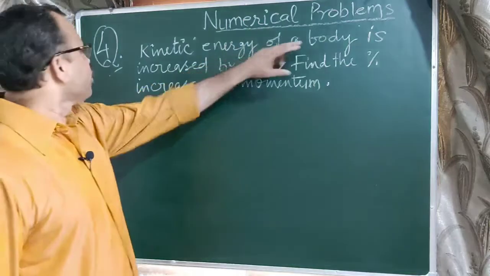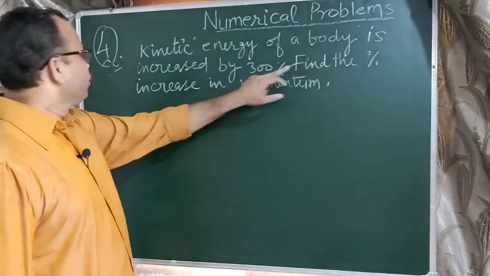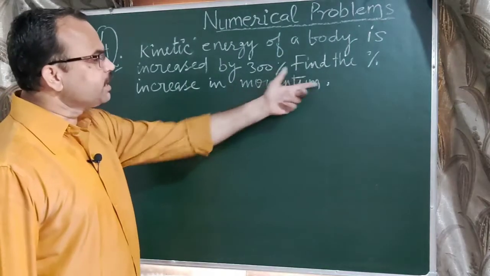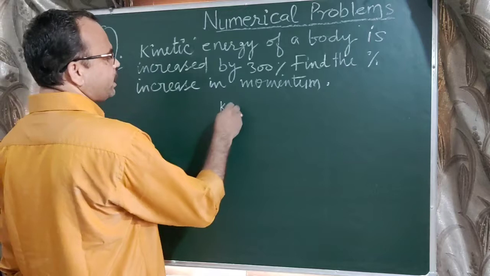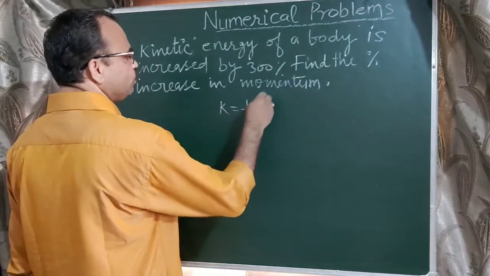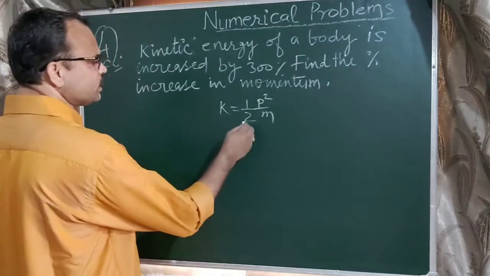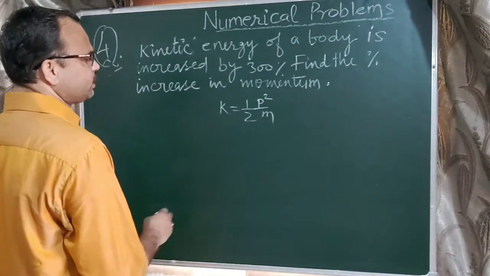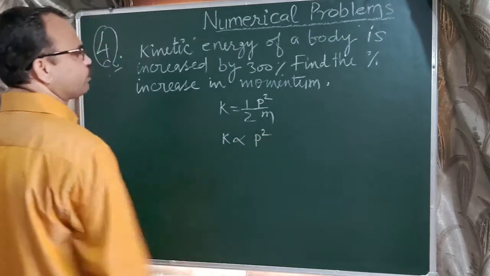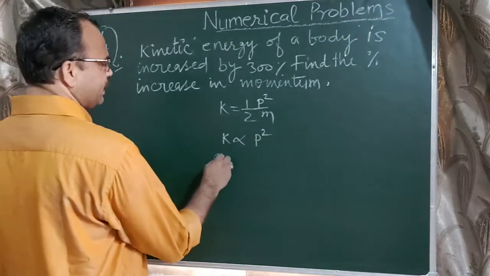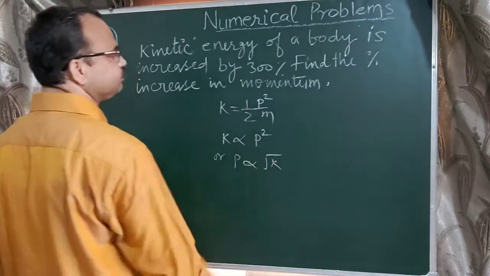Now note question number 4. The kinetic energy of a body is increased by 300%. Find the percentage increase in momentum. So as we know that K equals 1 upon 2 p square upon m. Since 2 and m are constant, K is proportional to p square, or we can write p is proportional to under root K.